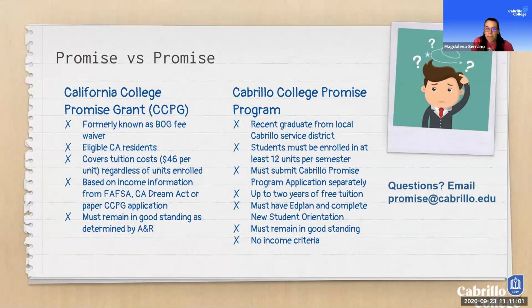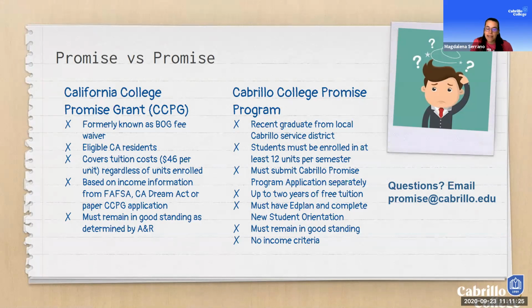A big question we get a lot in the office is about the 2 different promises. It makes it very confusing because they're both called promise. I don't know why they decided to name them both promise, but one of them is the California College Promise Grant, or the CCPG. That one used to be called the BOG fee waiver.